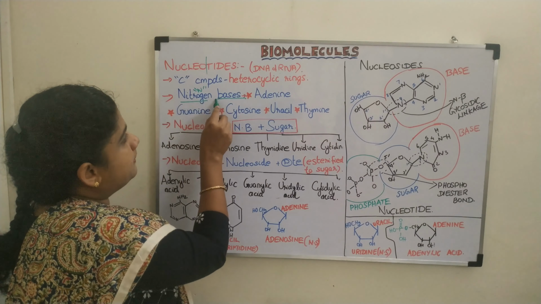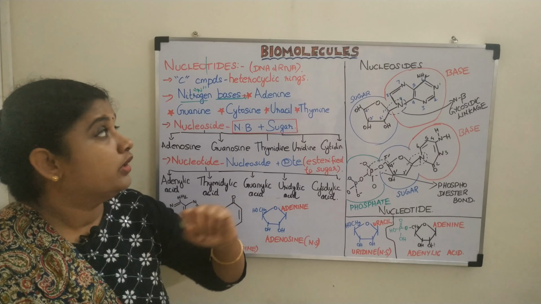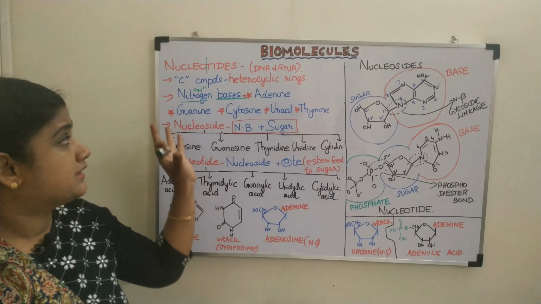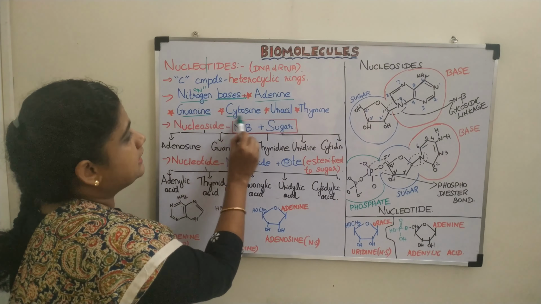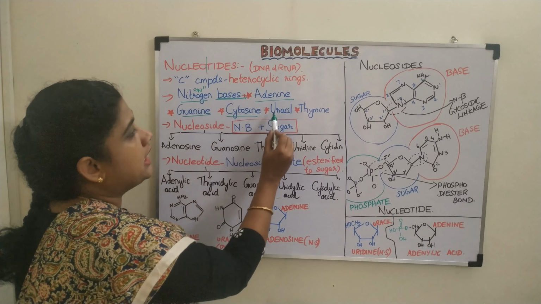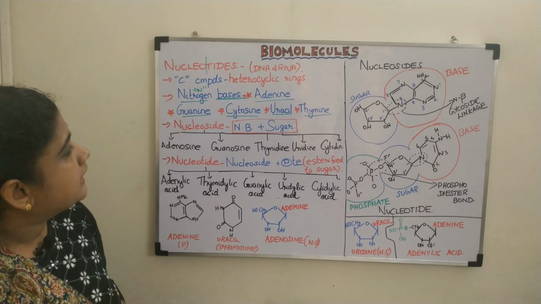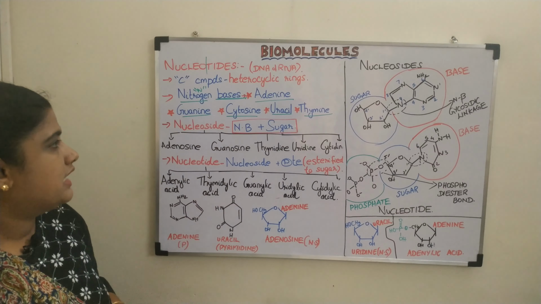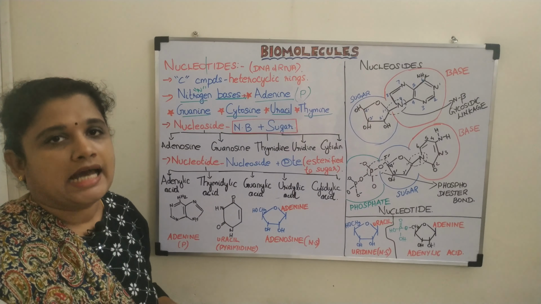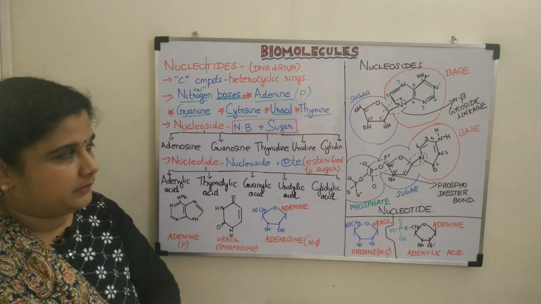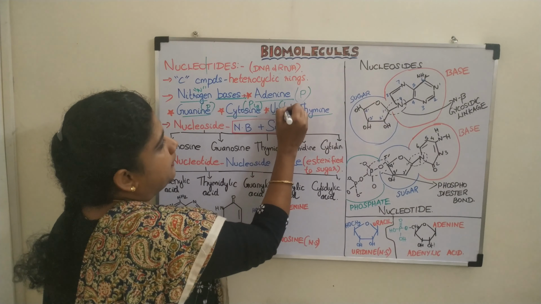So nitrogen bases are an example of a heterocyclic ringed compound found in a living being. What are they? For example adenine, guanine, cytosine, uracil, thymine. These are all nitrogen bases. Among these, adenine and guanine are known as purines. Nitrogen bases have two classes, one is purine, another one is pyrimidine. Adenine and guanine are purines, and these three are pyrimidines.